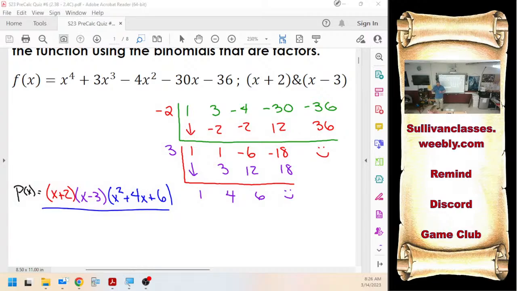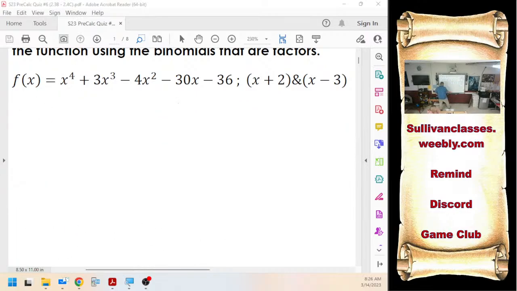So my factored form is x plus 2 times the cubic. Sometimes that's all that comes out. That's the only one that worked, so that's all you write. You don't have to keep going if you have answered this question.